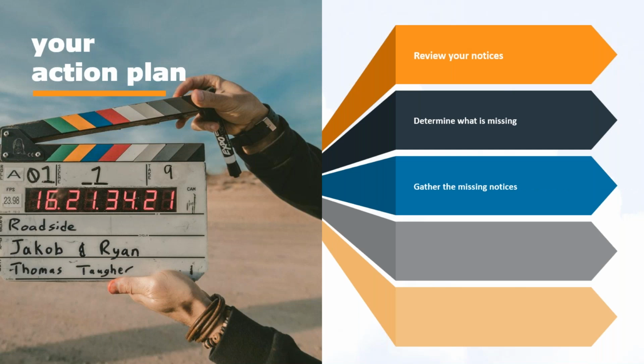Then gather all the missing notices and determine the method you're going to use for distribution. Is it going to be electronic, or is it going to be first-class mail, or having them walk in your door and sign for it? You want to make sure you can prove that you gave them this information. And then create a calendar for distribution of notices.